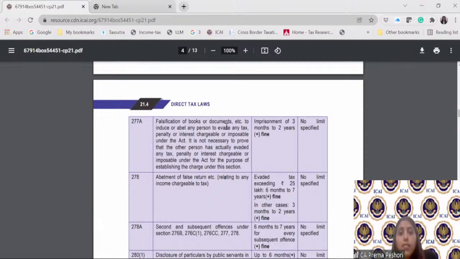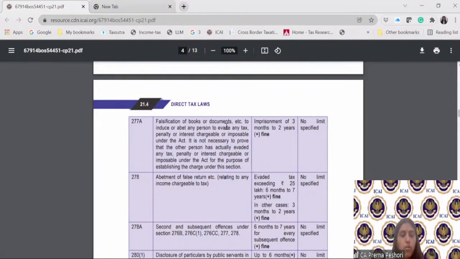Also, if there is any abatement for the false return. So if a person has abetted a false return, then in that case, if the evaded tax exceeds rupees 25 lakhs, the prosecution can again be the same, which is 6 months to 7 years.